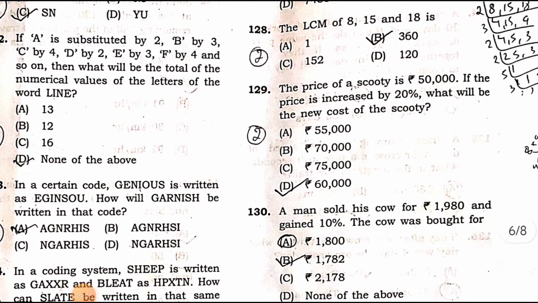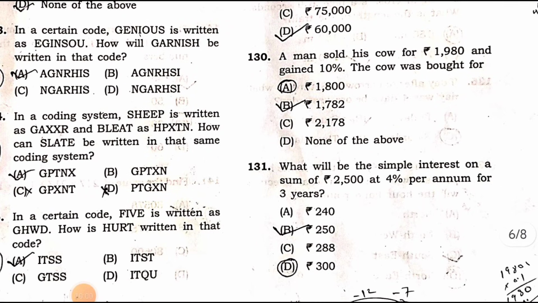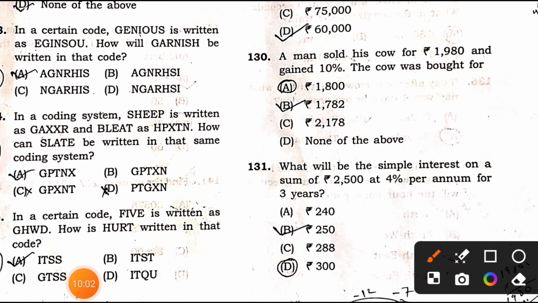If A is substituted by 2, B by 3, C by 4, D by 2, E by 3, F by 4, and so on, then what will be the total numeric value of the letters of the word line? Correct answer here is none of the above. In a certain code, genius is written as AGINSU, and how will garnish be written in that code? Correct answer is A. GNRHIS.